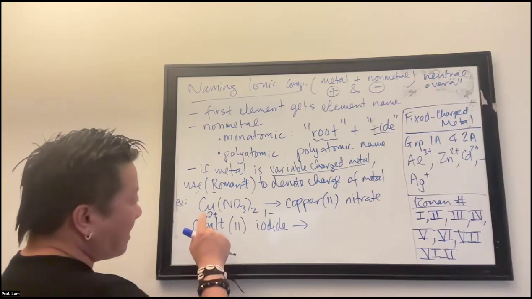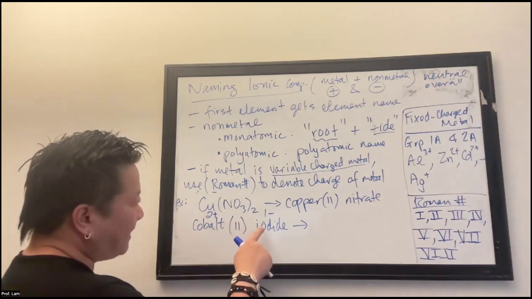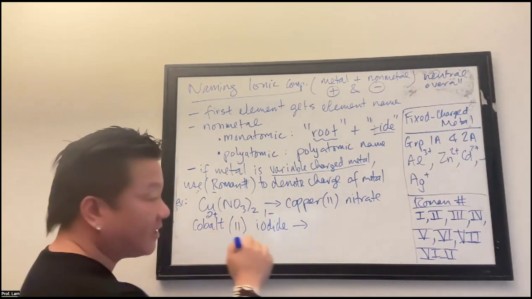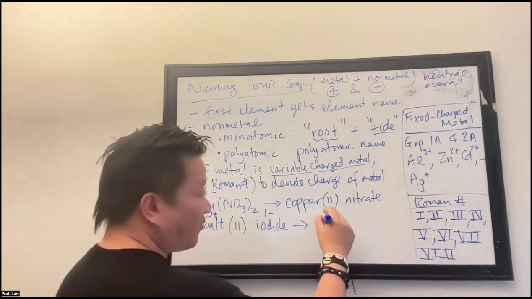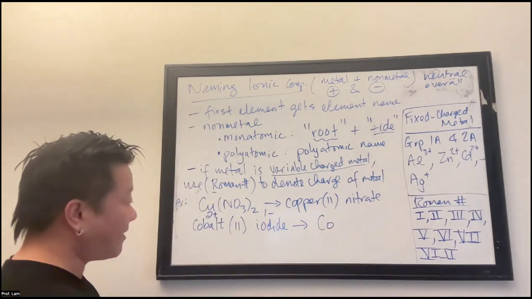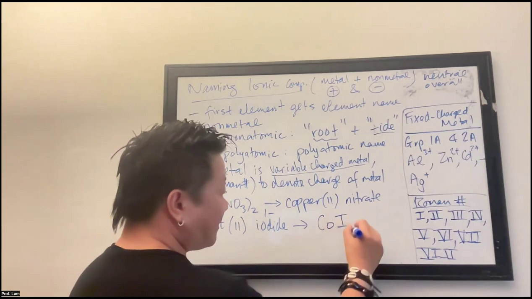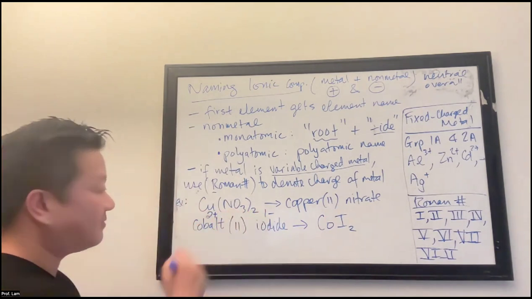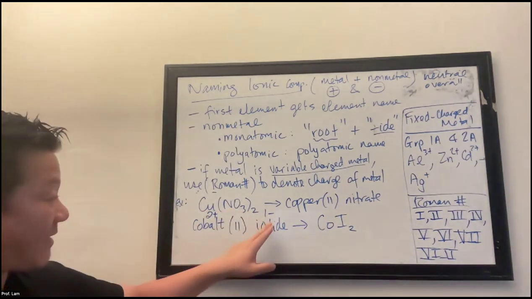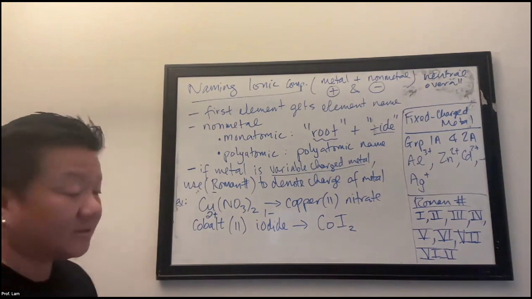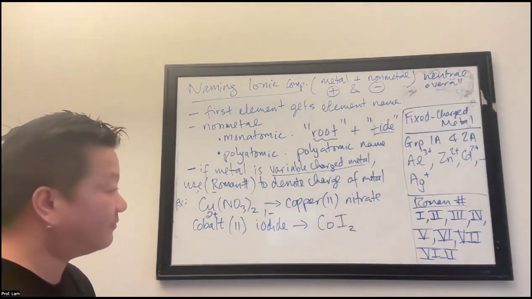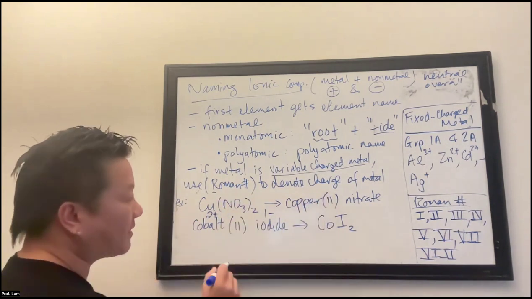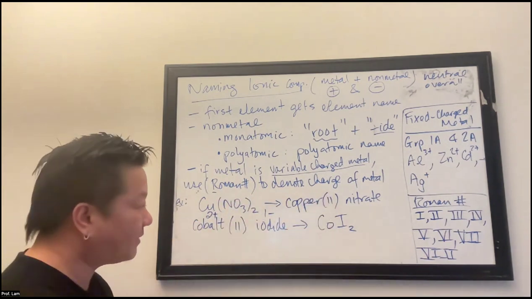I need 2 iodides to make it 2 minus to cancel out the 2 plus. So my cobalt, the symbol for that is Co, and this is why you gotta know your symbols. Now iodide is I, but I need 2 of them to balance out and make it neutral, because iodide's only 1 minus. So there it is, CoI2. You want to know it both ways, going from chemical formula to long name and back to chemical formula.